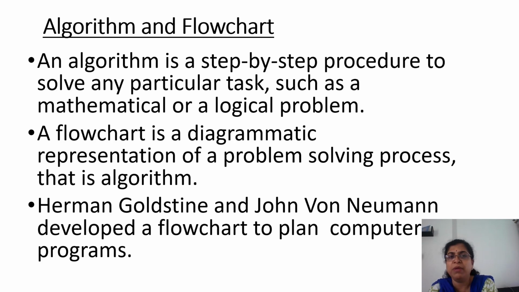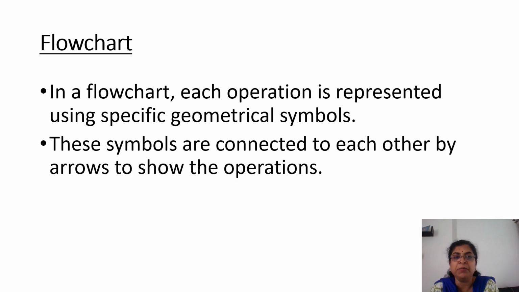Now, what is an algorithm? An algorithm is a step-by-step procedure to solve any particular task, such as a mathematical or logical problem. A flowchart is a diagrammatic representation of a problem-solving process, that is, an algorithm. Herman Goldstine and John von Neumann developed the flowchart to plan computer programs. These names and the years, wherever they are mentioned, you have to remember. From the point of view of examination, you should remember everything properly.